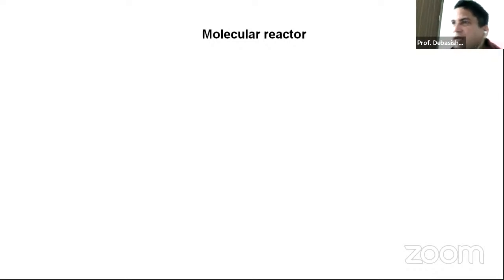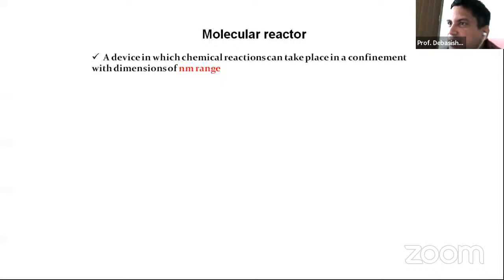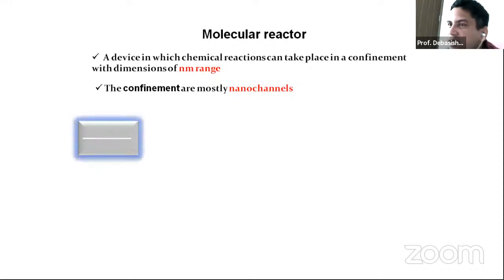So, can we make a molecular reactor where, like in a biological system, we can make our drug molecule or other important molecule just like cut and paste, without any chemical waste? Is it possible? So that is the question. So a device in which the chemical reaction can take place in a confined space, we call it a nano reactor or a molecular reactor, and actually the space is nanometer. So the confinement is mostly a nano channel.